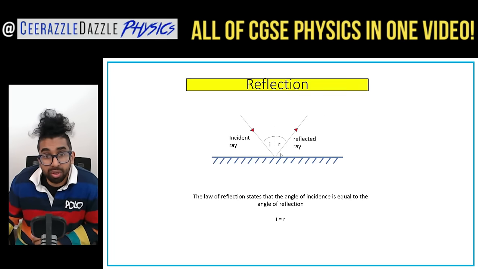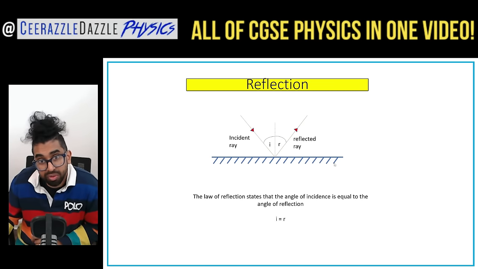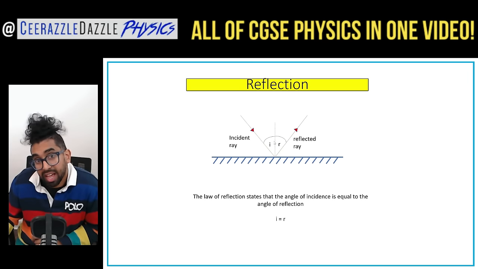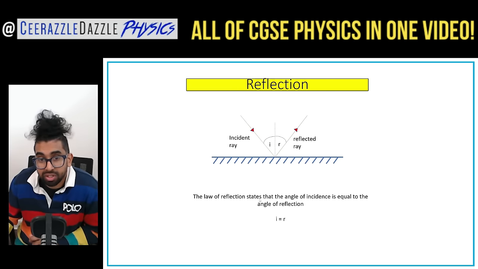Reflection. Reflection is the process in which you shine an incident ray over here, it hits a smooth surface and is reflected back out again. This is the incident ray. The angle from the normal out is called the angle of incidence. From the normal out to the reflected ray is called the angle of reflection. The law of reflection states that the angle of incidence is equal to the angle of reflection.